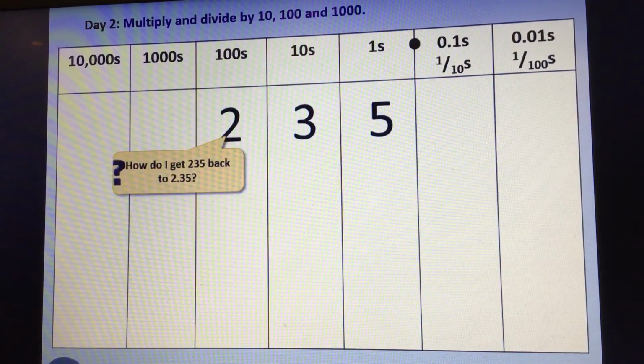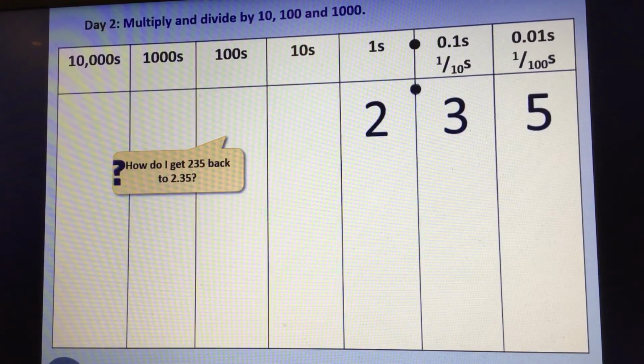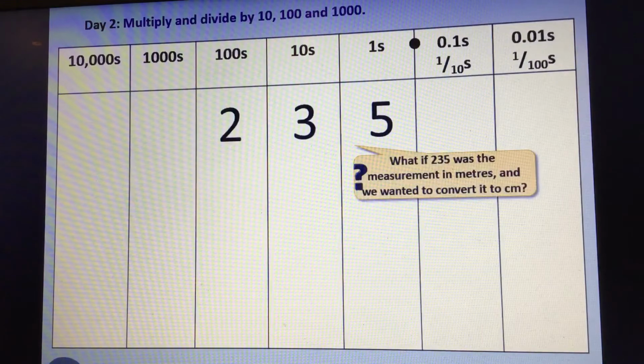Got it? Good. Let's get this back to 2.35. So we're going to do what? I can't hear you. That's right. We divide by 100. And then, to convert from centimetres to metres, we divide the number by 100. Like so. Alrighty?